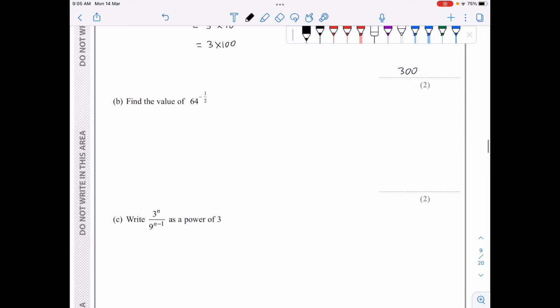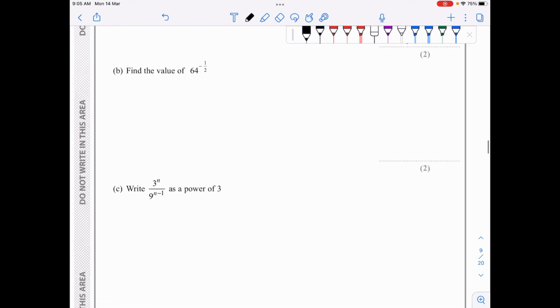In B, the value of 64 to the minus a half, I will start by consuming the negative sign and expressing this as 1 over 64 to the half. I then know that the power of a half means a square root, so it's 1 over the root of 64, which is 1 over 8.